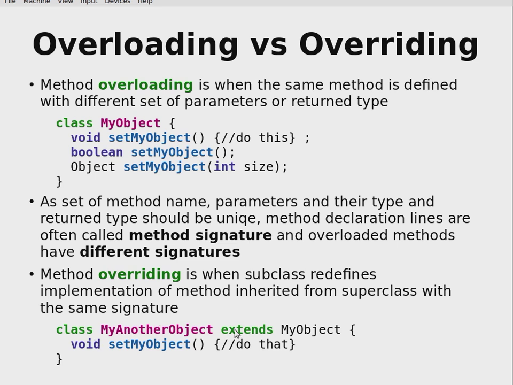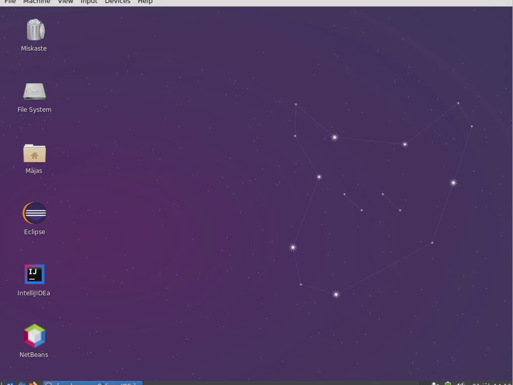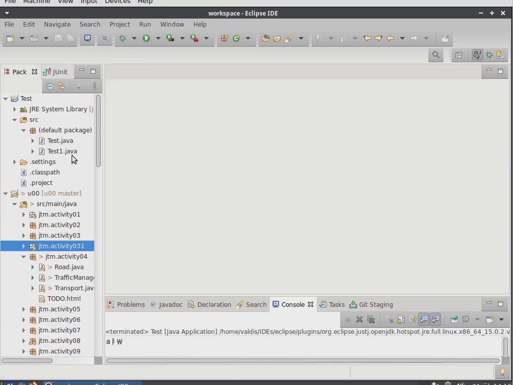But overriding means that when you extend some class, for example, you have myObject class and then you extend myObject to another object, and you say void setMyObject, do something else here. So that would be overriding. And when you add some complexity, you are encouraged to use the super keyword quite a lot. And the super keyword can be used in two different ways.